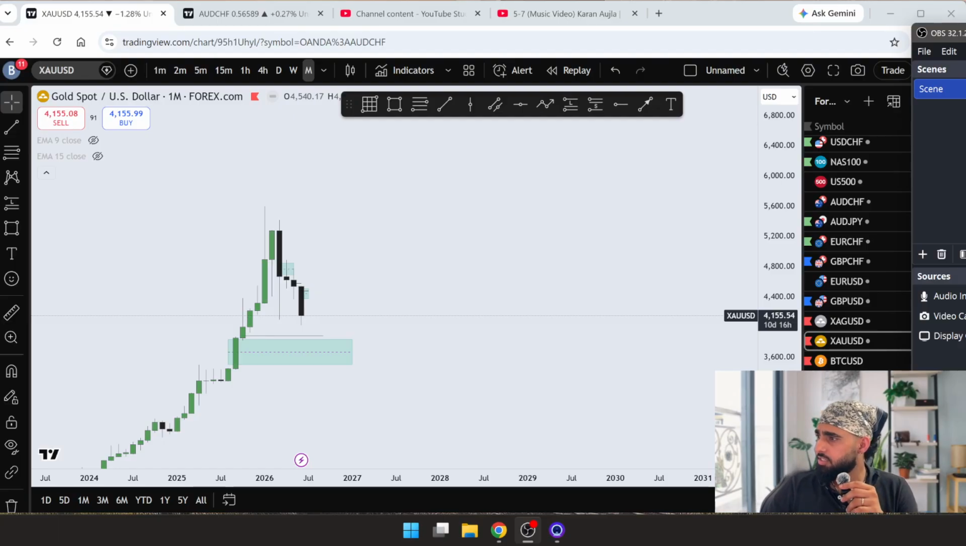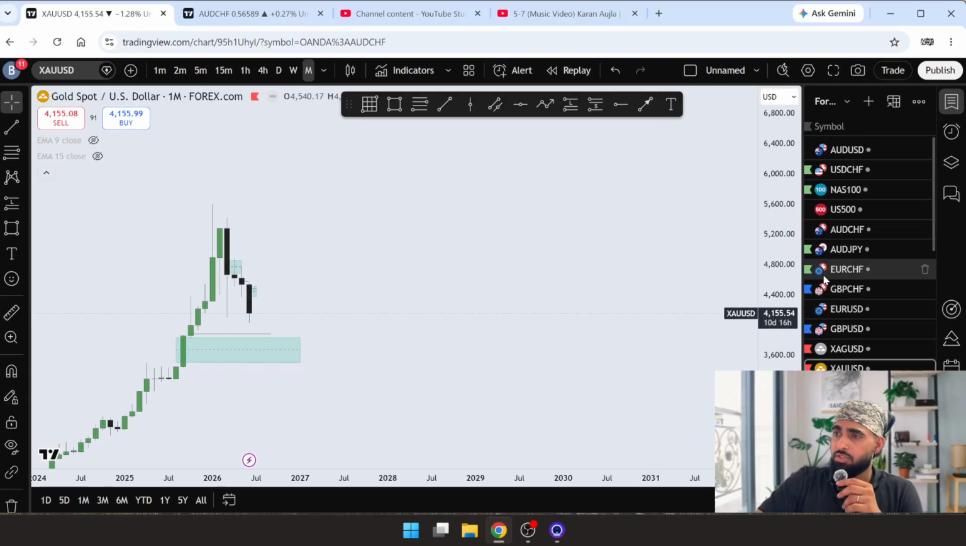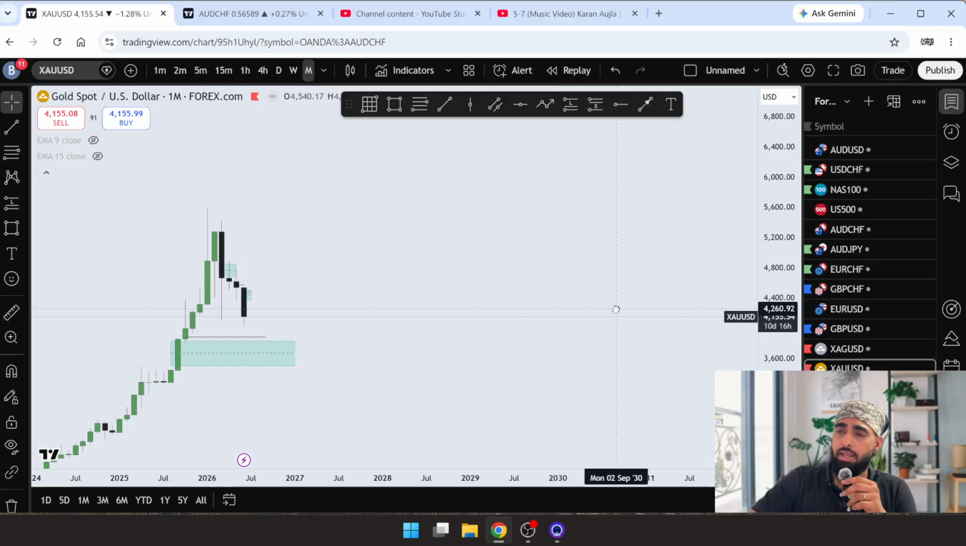Okay, let's start with TradingView. TradingView is the basic website where we go every single day for the analysis of our pairs. Let me explain something about it. If you open TradingView, you have to log in. Just log in, and this is the interface you're going to see. I'll explain a little bit about it so you don't get confused.